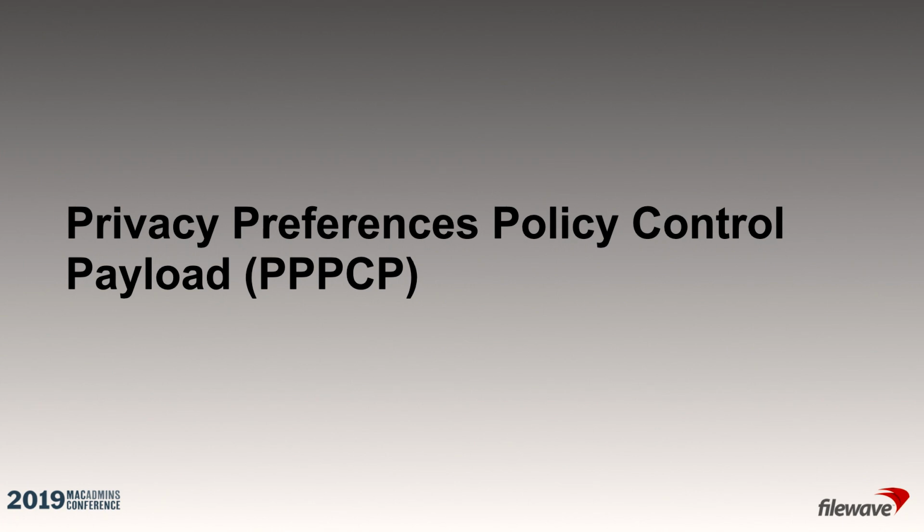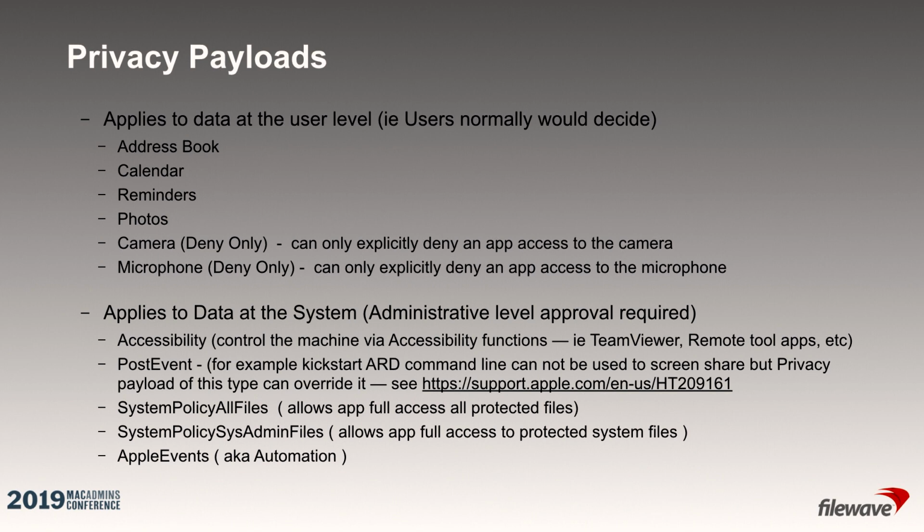policy control panels, PPPCP. Now that we're talking about these payloads, what areas are protected? We keep talking about these things being protected, that you can't access them. Things that would trigger these alerts: an app wants to access your address book, your calendar, reminders, photos. In the case of cameras and microphones, it's more of a deny. You can only deny apps those things, you're not granting access to them. So you may say, under no conditions do I want Safari ever to have access to the camera. You could deny that. So those two are a little different in that they're denials.